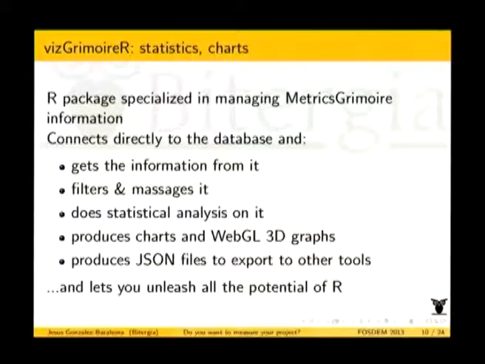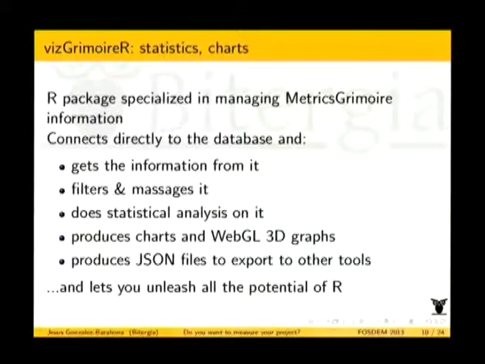So the idea is that those scripts, or the R code, connect directly to the database, convert information into R objects, and then filter, massage them, and so on. The output is usually some kind of statistical analysis, or some charts, or some WebGL 3D graphs, or in some cases, JSON files. JSON files are used for visualization with JavaScript later.